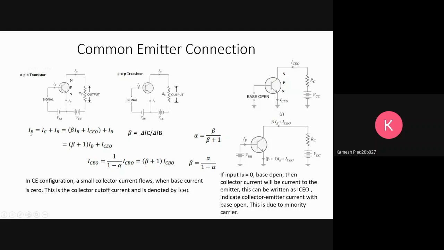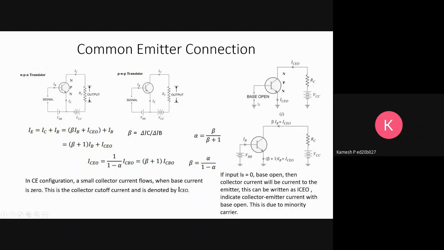And then let's move on to the formulas. IE is equal to IC plus IB, which is of the form beta IB plus ICEO, the leakage current in the collector and emitter part, plus IB, where beta is equal to IC by IB. You can see when formulated at last, IE is equal to beta. ICEO is equal to 1 by 1 minus alpha. ICEO is equal to beta plus 1 ICBO.